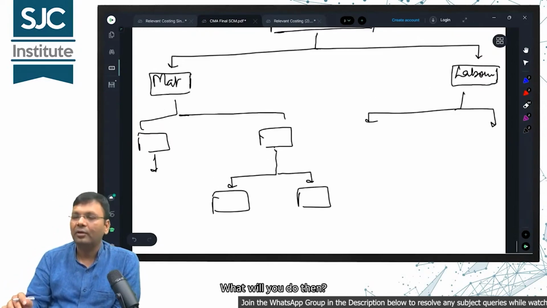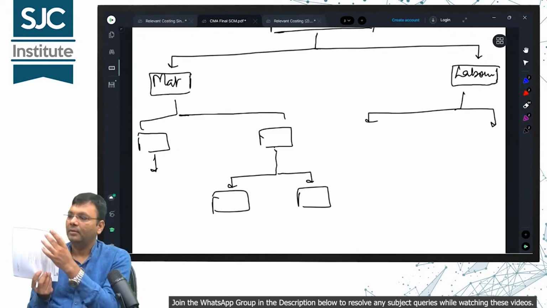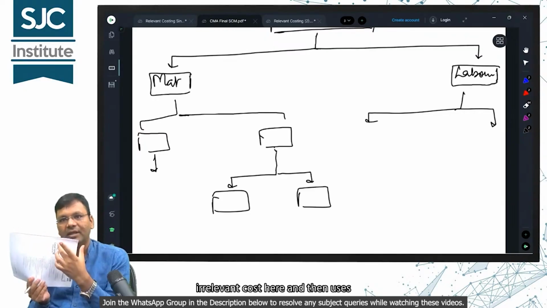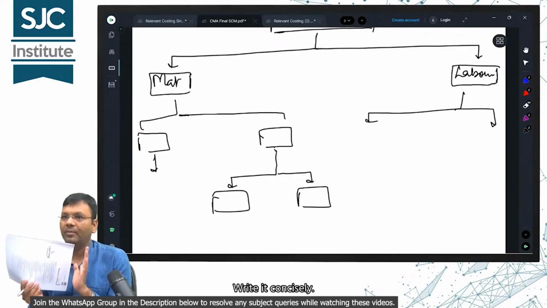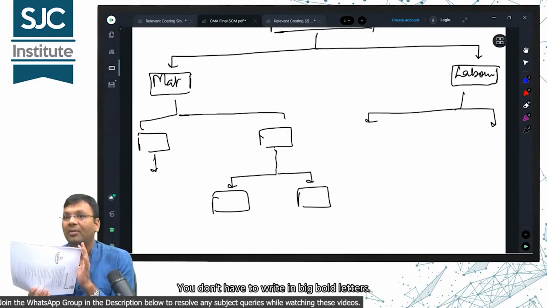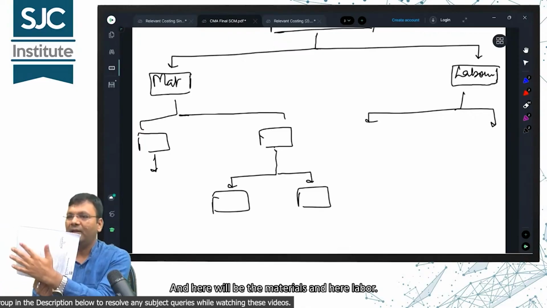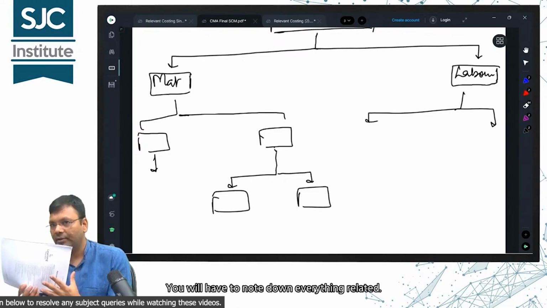Okay. What will you do then? This way, the entire content will fit on this page. Relevant costing here. Relevant cost. Irrelevant cost here, and then uses and material, labor. Write it concisely. You don't have to write in big bold letters. Keep it small. And here will be the materials and here labor. Okay. You will have to note down everything related.